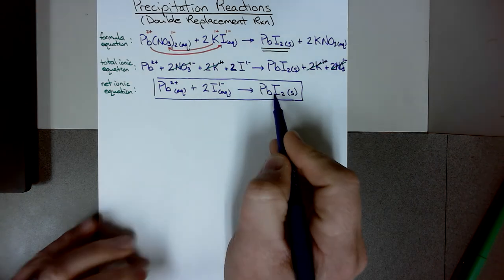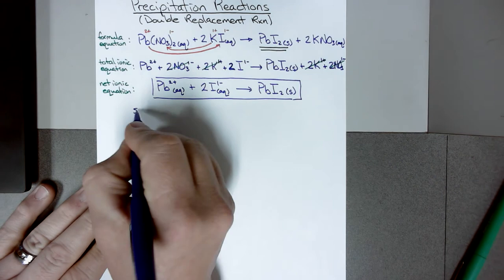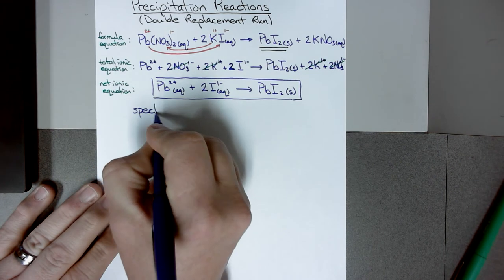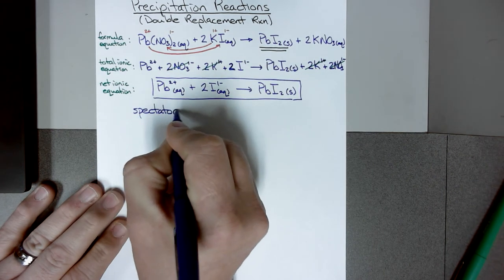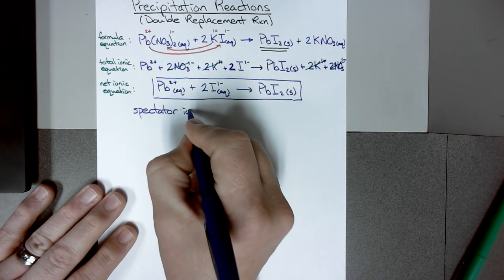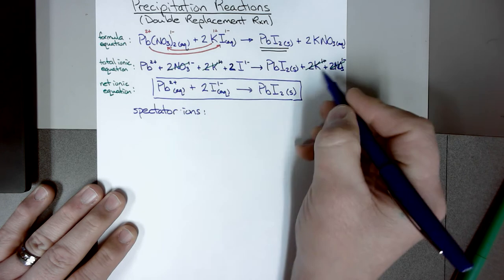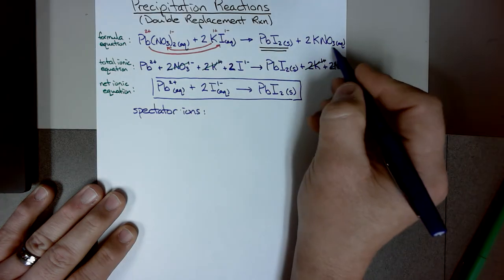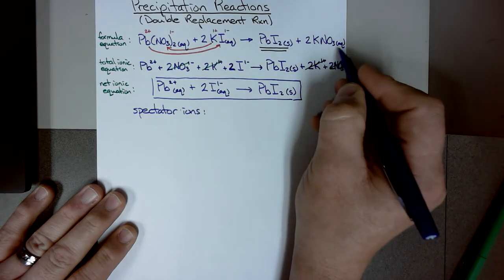And then of course, to determine the spectator ions, an easy way to do it without writing out the whole total ionic equation: my spectator ions are just taking the product that stays aqueous, and dissociating it.